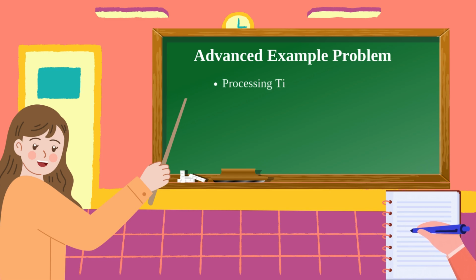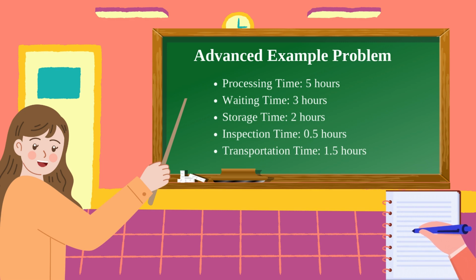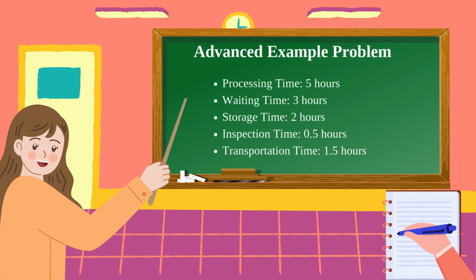Advanced example problem. Let's try an advanced problem to reinforce our understanding. Suppose company B has the following data: processing time, 5 hours. Waiting time, 3 hours. Storage time, 2 hours. Inspection time, 0.5 hours. Transportation time, 1.5 hours.